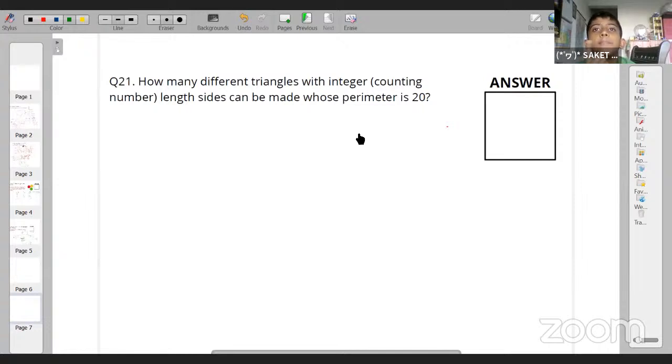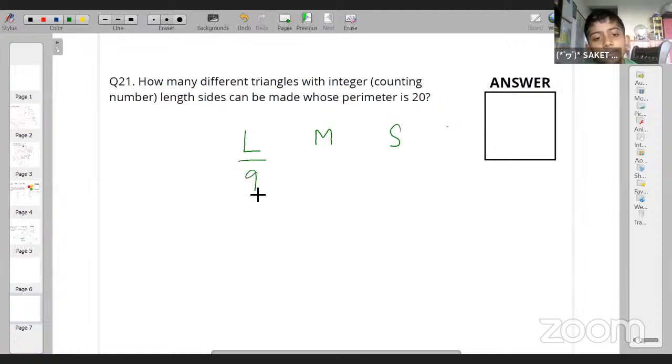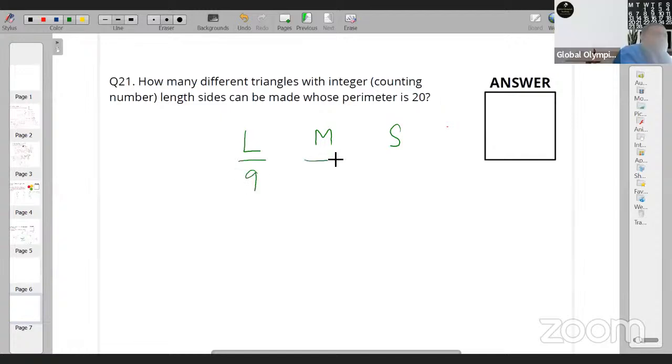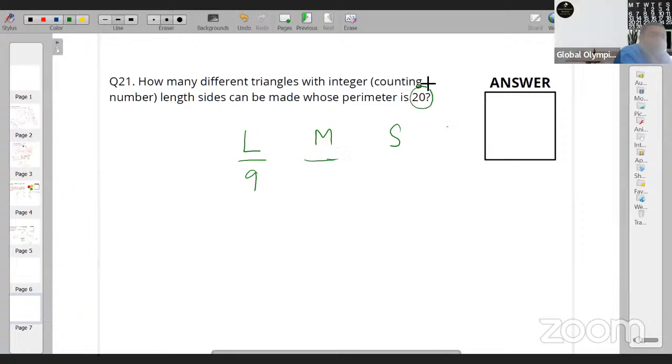The maximum should be 9. Exactly, smart boy. So we do the listing now: we take large, medium, small. This is not pizza; we're just taking the size of a triangle. We start with the largest possible, which you said is 9. The medium can also be equal to the largest one, which is not a problem because we can have an isosceles triangle. It cannot be equilateral because 20 is not a multiple of 3 and our sides are integers.